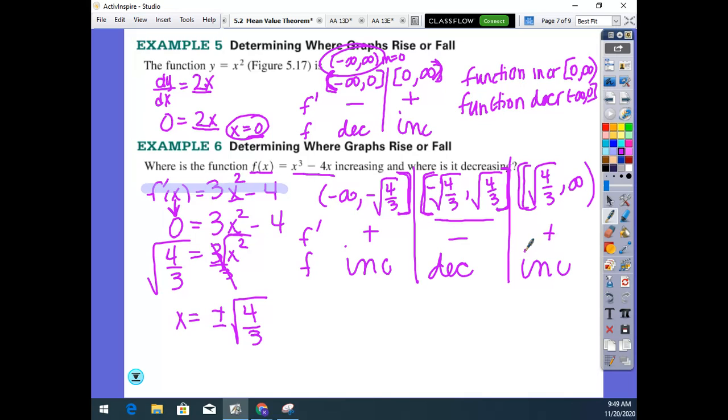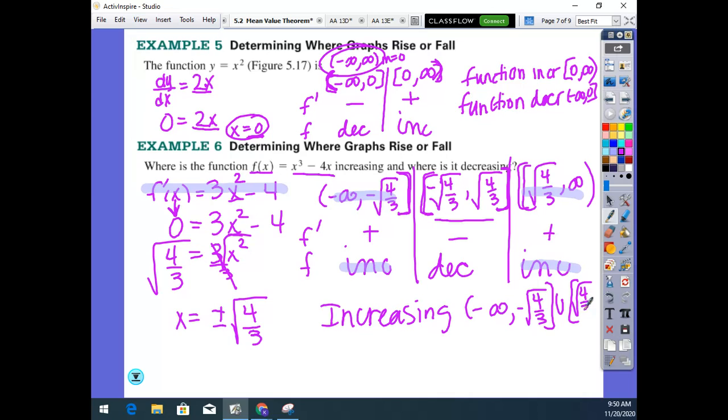Okay, now we just make a statement. Where is the function increasing? Increasing here and here. So negative infinity to negative square root of 4/3, union with square root of 4/3 to infinity. It is decreasing on this inside interval from the negative square root of 4/3 to the positive square root of 4/3.